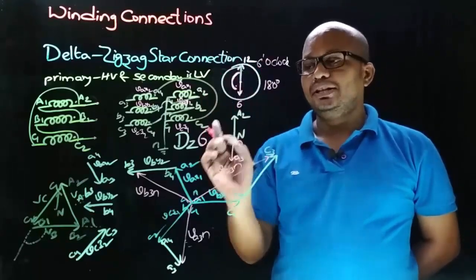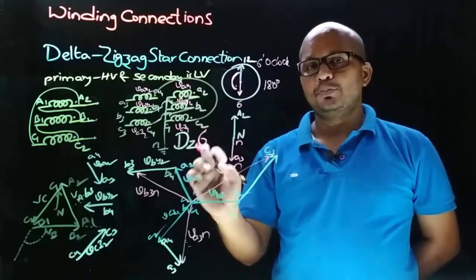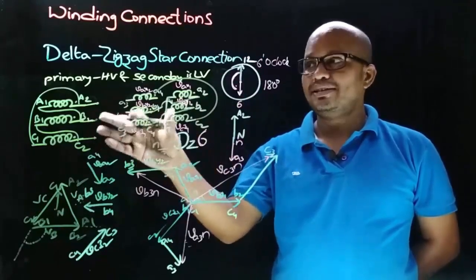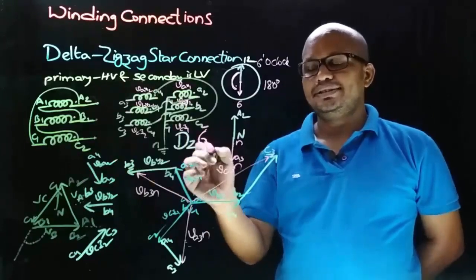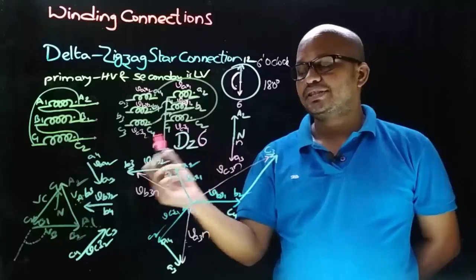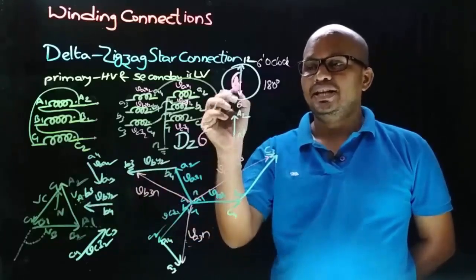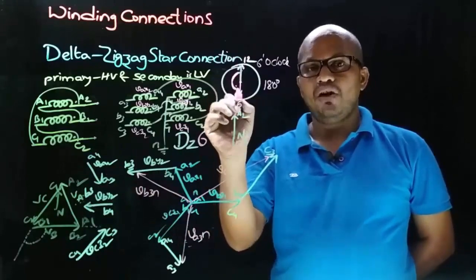Therefore the numerical in vector group symbol is 6. So this is the vector group symbol for this type of delta zigzag star connection, and here this 6 will indicate the LV side phase to neutral voltage displacement with respect to HV side phase to neutral voltage, and that is given by the angle between minutes needle and hours needle.